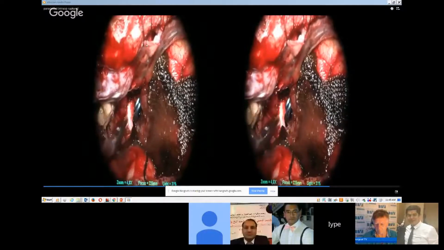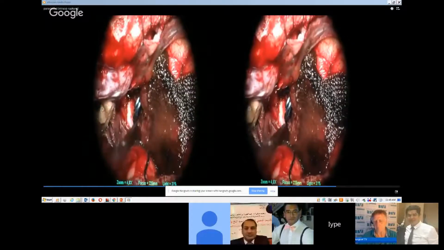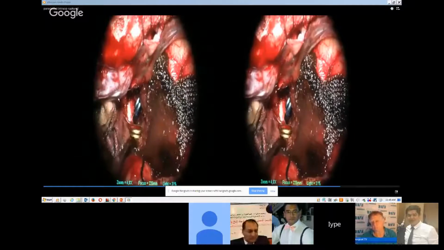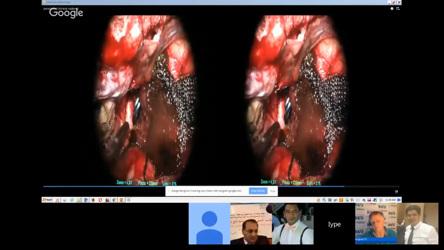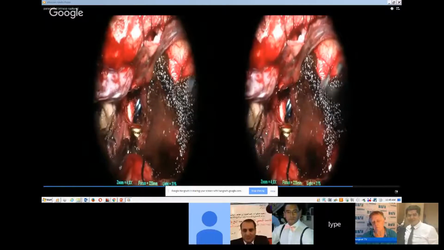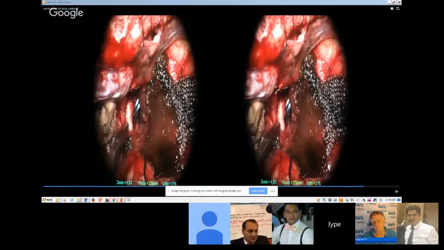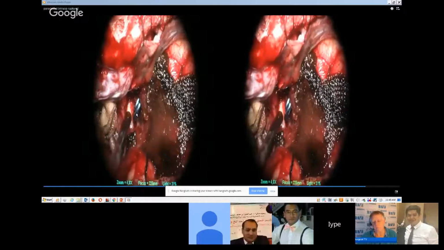So it is not a big approach. It is a frontotemporal approach, anterior clinoidectomy, dividing the distal and the proximal dural ring. And after that, you have defined the neck again, and then gone and clipped this aneurysm.